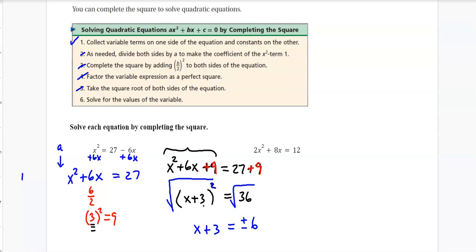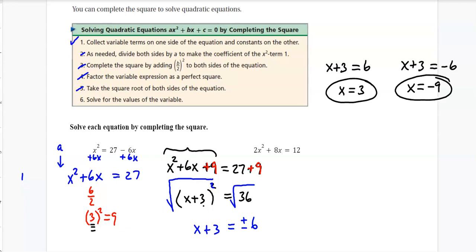And I know I'm creeping over into this other problem, so hopefully in your notes you're not. But I have to solve 2 cases. I have to solve, well, when is x plus 3 equal to 6? And then I also have to solve, when is x plus 3 equal to negative 6? Because remember, there's 2 roots for all these problems. Subtracting 3 from both sides gives me that answer. Subtracting 3 from both sides gives me this answer. So those are my zeros, or my roots, or the answers to the equation there to the left: 3 and negative 9.